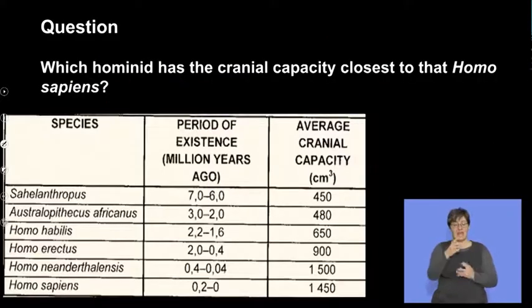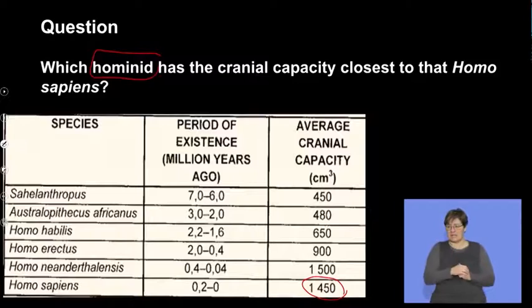Which hominid has the cranial capacity closest to that of Homo sapiens? So we have a look. Here's the Homo sapiens, 1450. We simply mean which one is slightly smaller than ours, because we've got the biggest, and it asks you for the hominid, and your answer will then be this one, Homo neanderthalensis. Not Neanderthal, Neanderthal. Funny enough, we call it a tall, not a thal. Don't know, all English language out the window there. So guys, there we go.